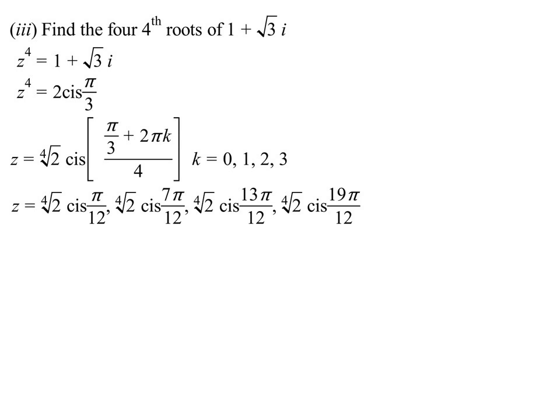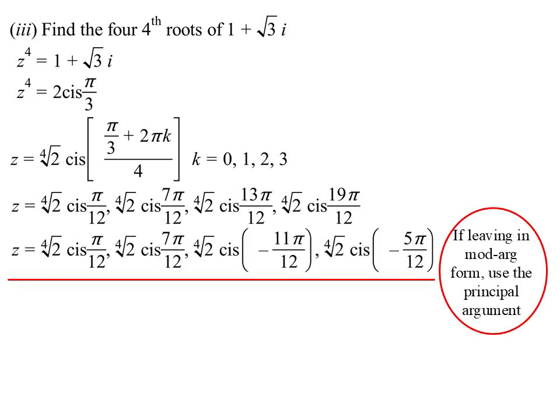So 4th root of 2 cis pi on 12, cis 7 pi on 12, 13 pi on 12, 19 pi on 12. Now, if you're leaving your answer in mod arg form, we usually then quote it in principal argument. So the 13 pi on 12 I would then change to minus 11 pi on 12, and the 19 pi on 12 I would change to minus 5 pi on 12. If I had to actually calculate it out, although this one's a bit tricky because what is the cos of pi on 12? I guess we could work it out using alpha plus beta formulas, but too much work.